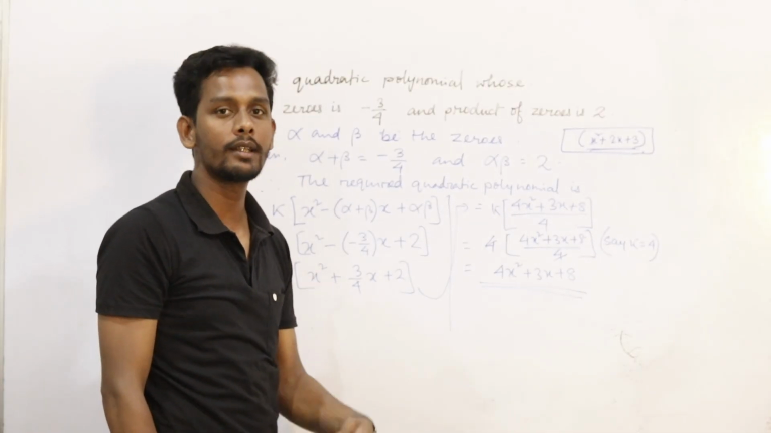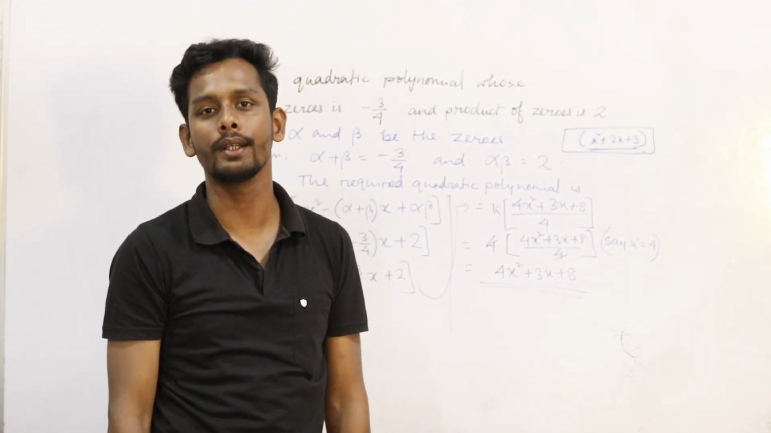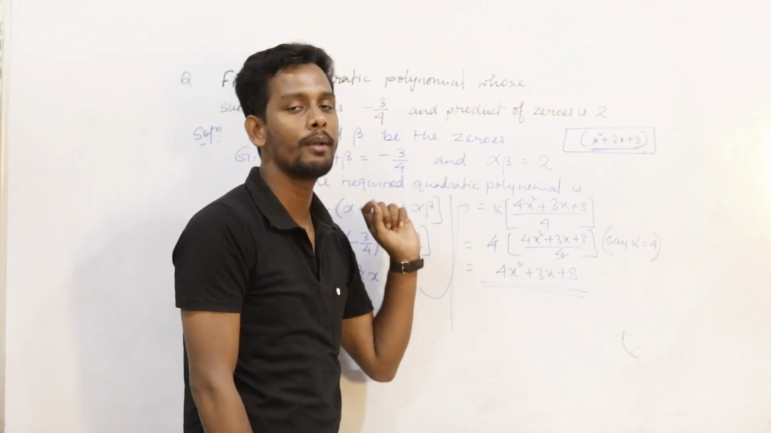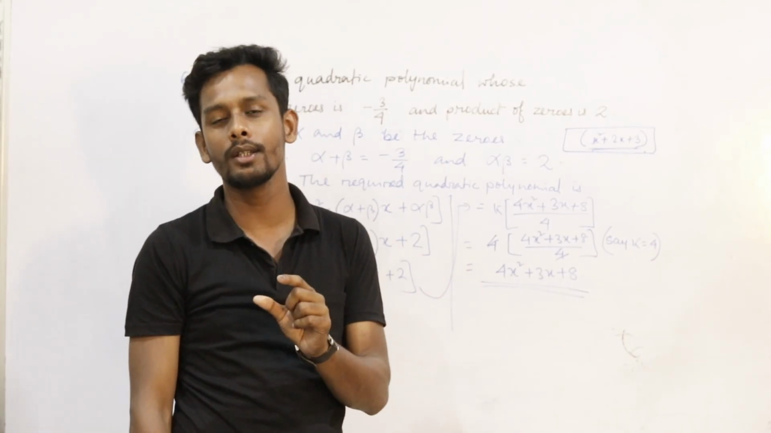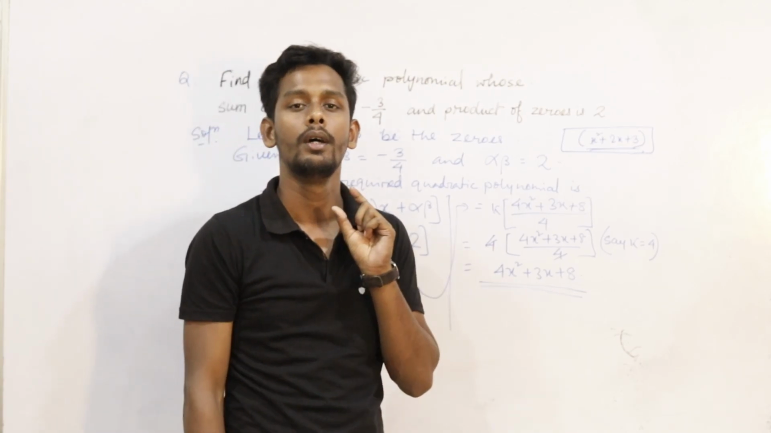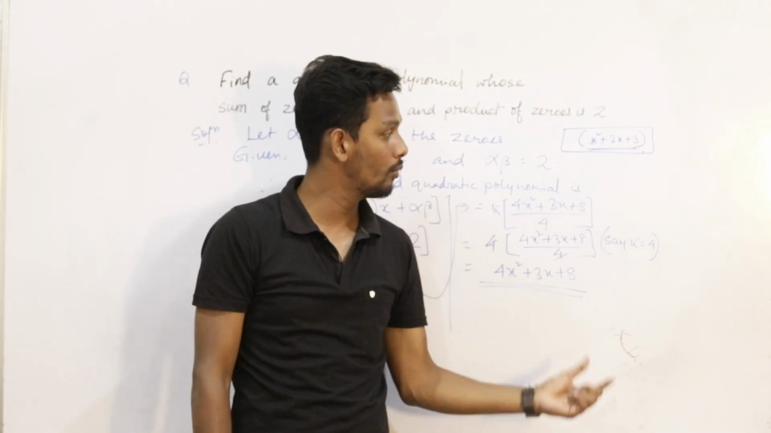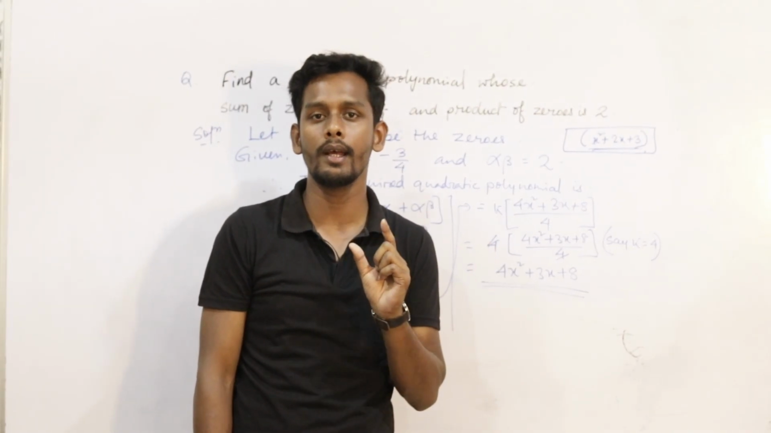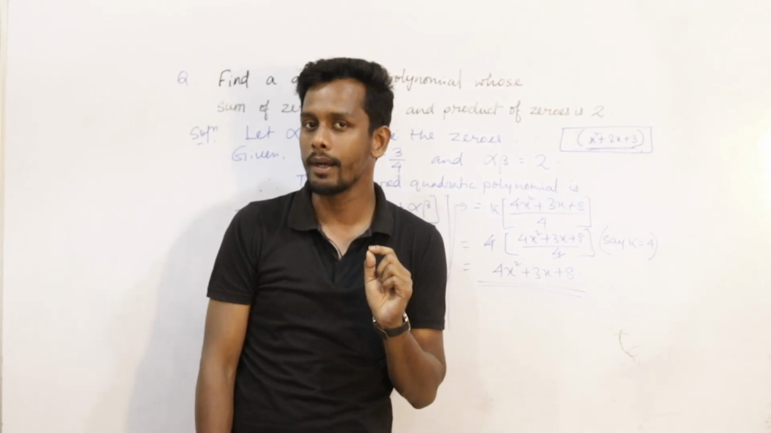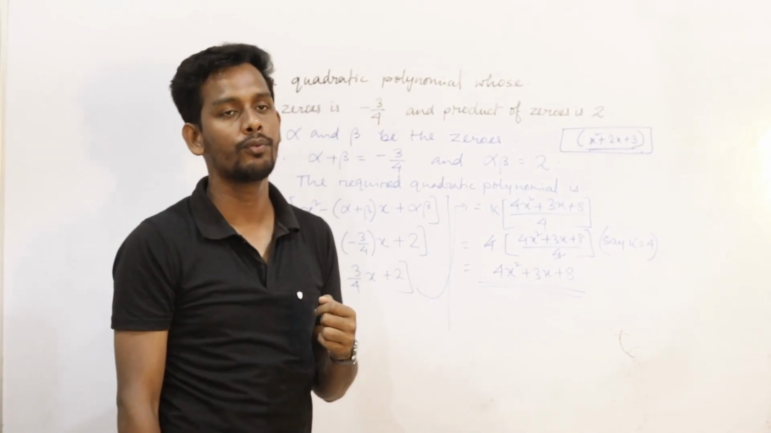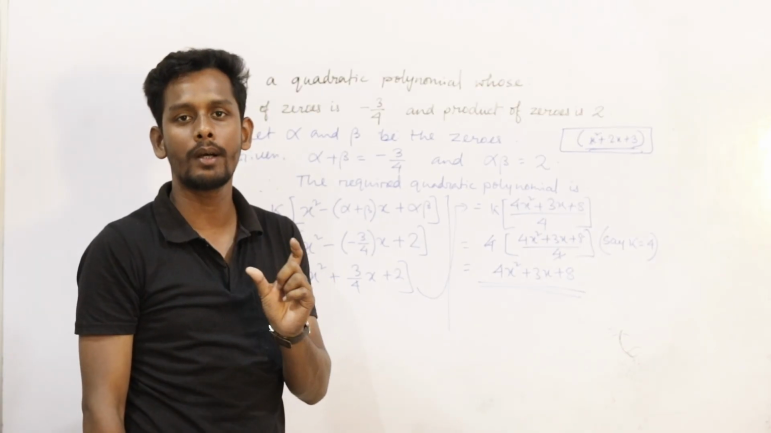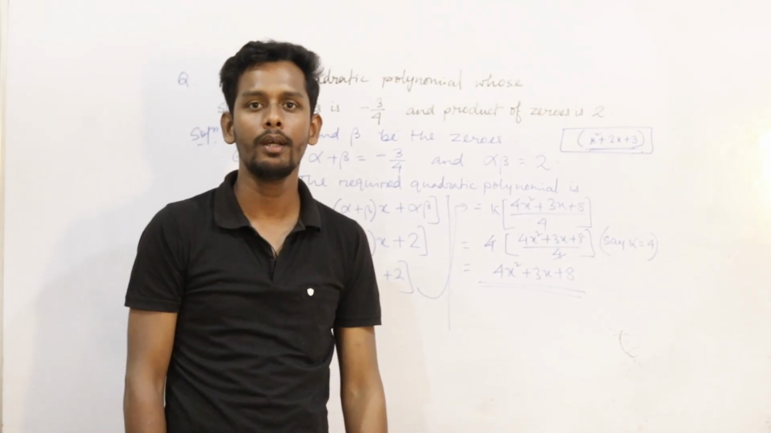Okay, so in the next class we will again discuss some relations of alpha and beta. How can you find some relations of alpha and beta with the help of a quadratic polynomial? So practice questions from NCERT from this lecture, then you can move towards the next topic, relation of alpha beta in some questions. Okay, thank you.